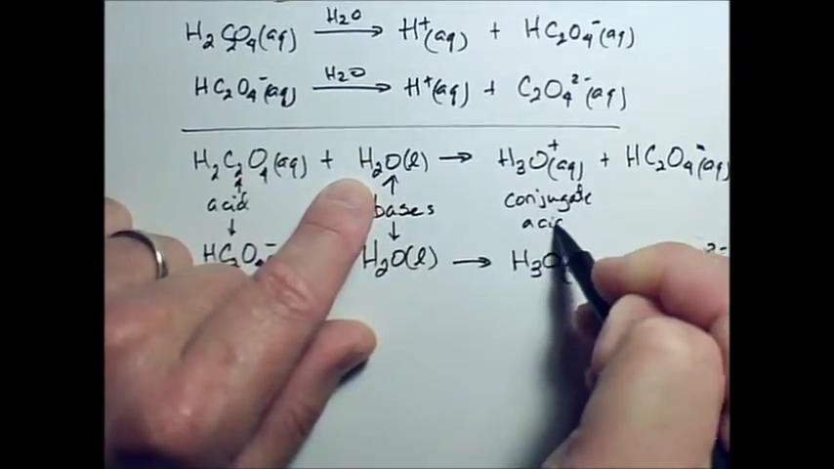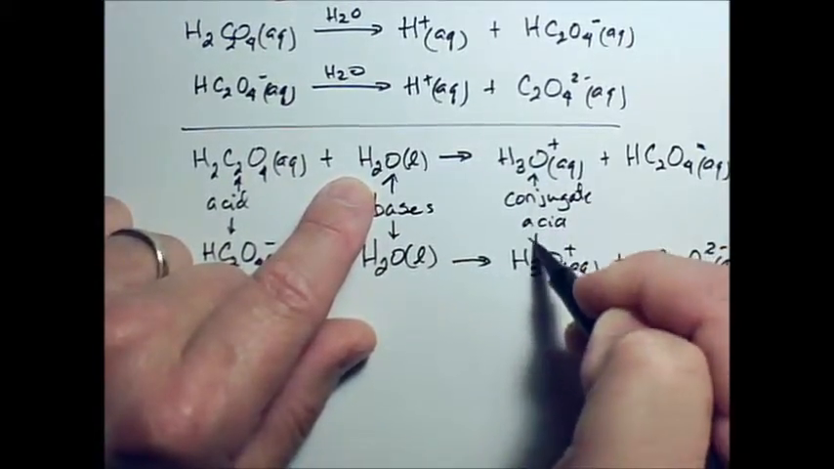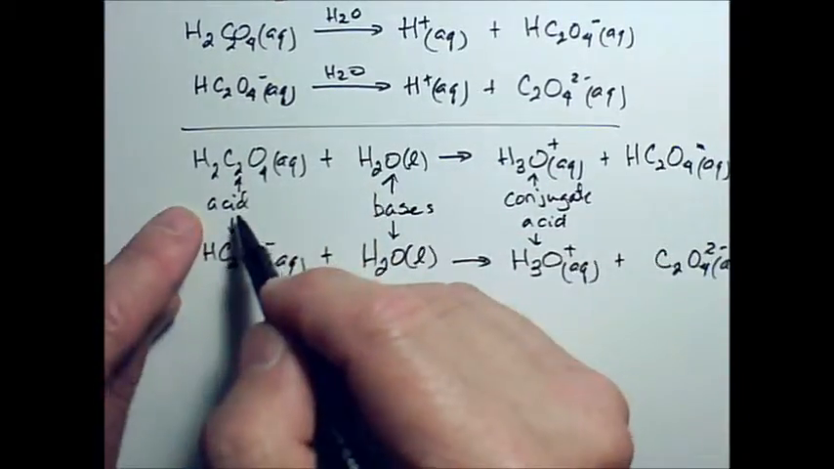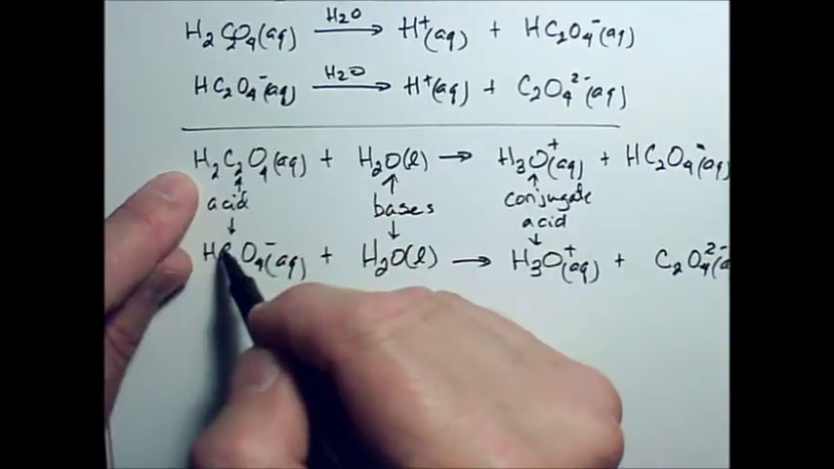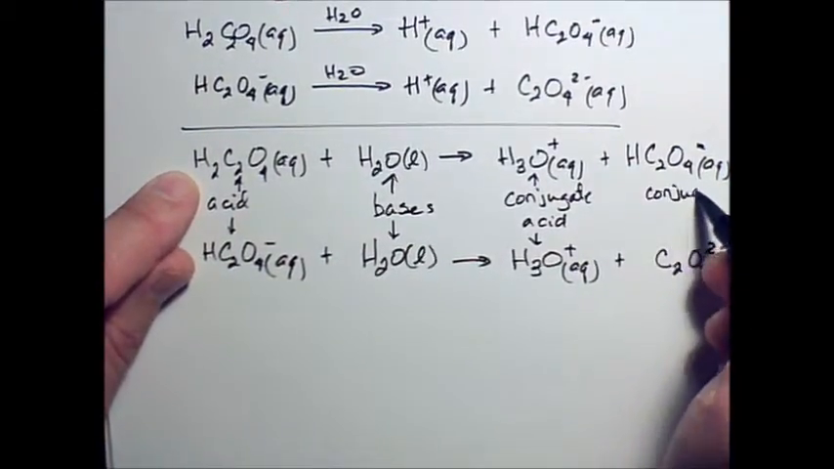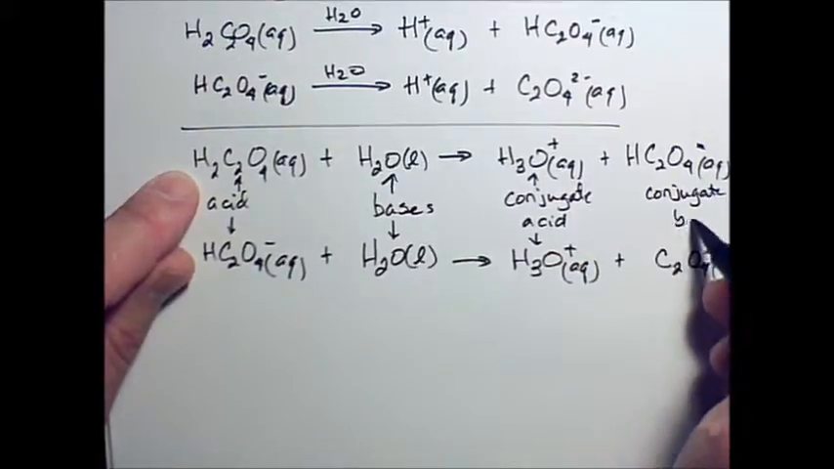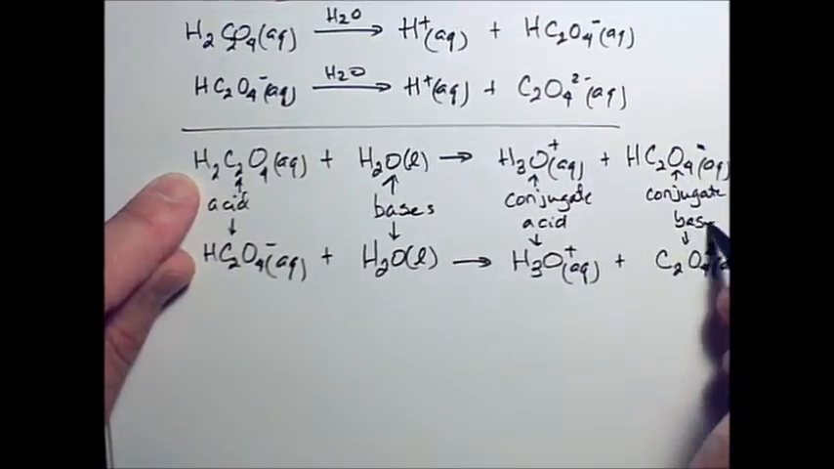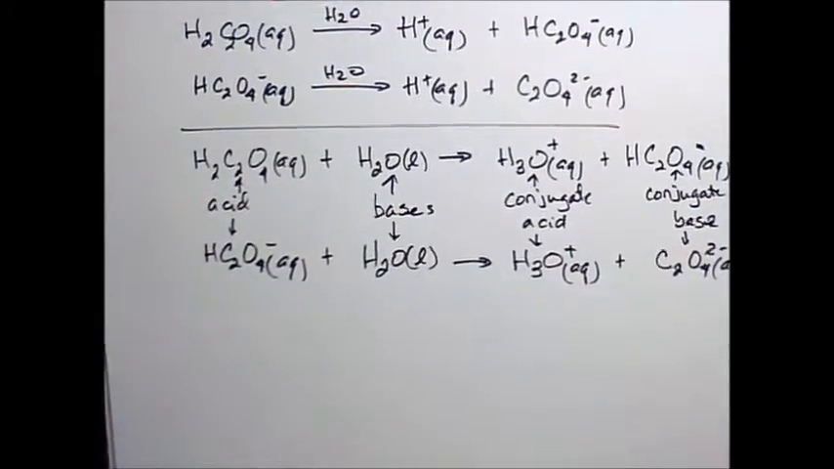This is the conjugate acid of this base. And what you have left after the hydrogen ion leaves the acid is the conjugate base. So after you pull off the hydrogen, what remains is the conjugate base. Okay? So that's all of that.